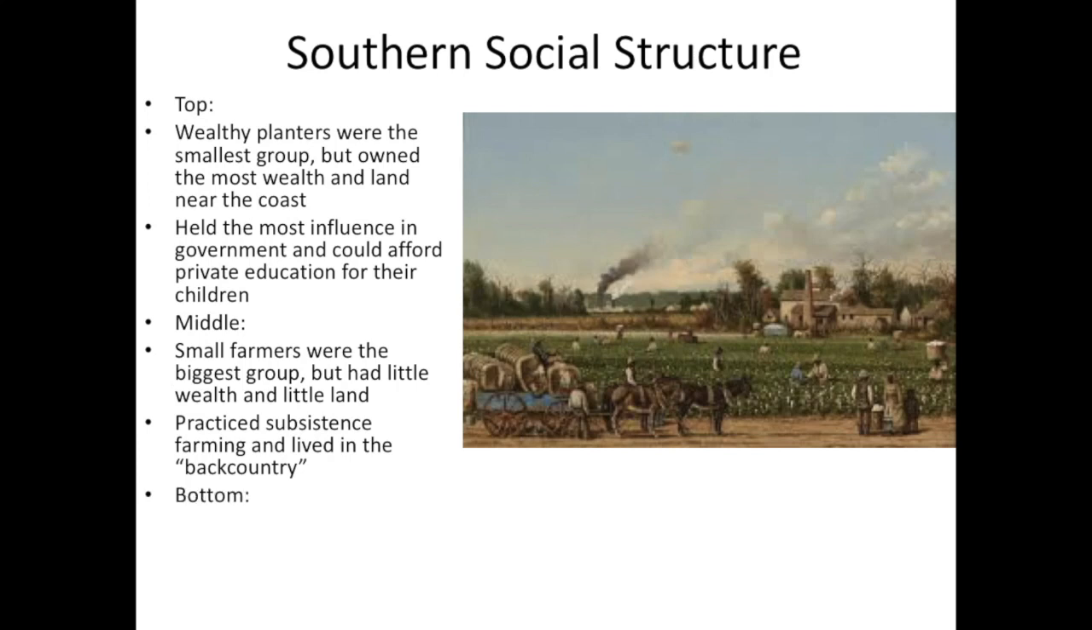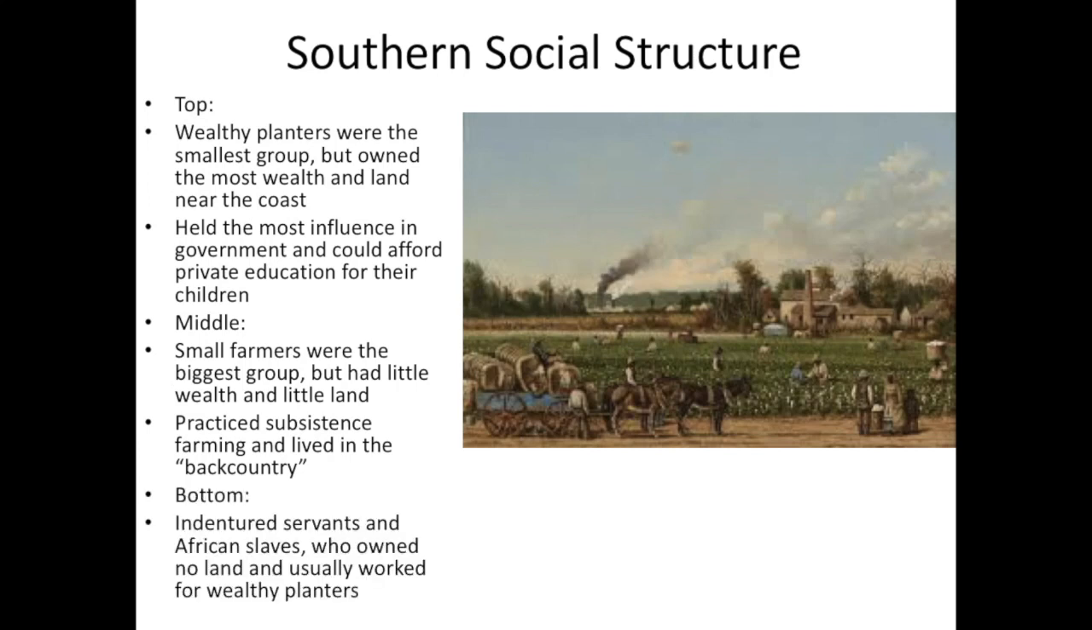Now, at the bottom of society is going to be your indentured servants, the people that had basically gotten a ticket to the New World in exchange for labor, working for the wealthy planters, and I'll come back to that in a moment, and I have already talked about that before. But at the very, very bottom of the social ladder, if you will, will be the African slaves. They are going to own no land. Neither group is going to own land, and they are going to be working for the wealthy planter class.